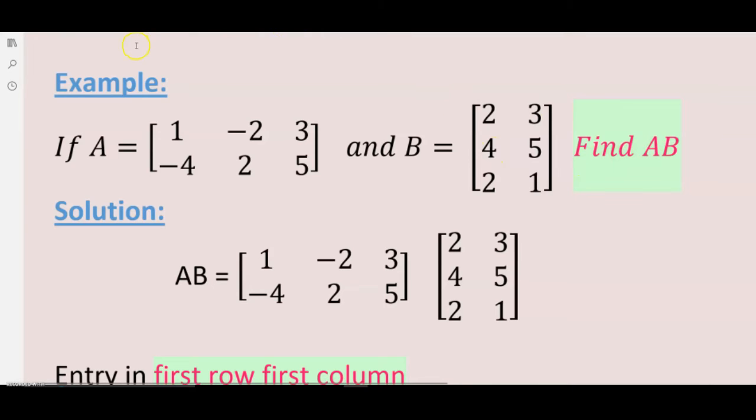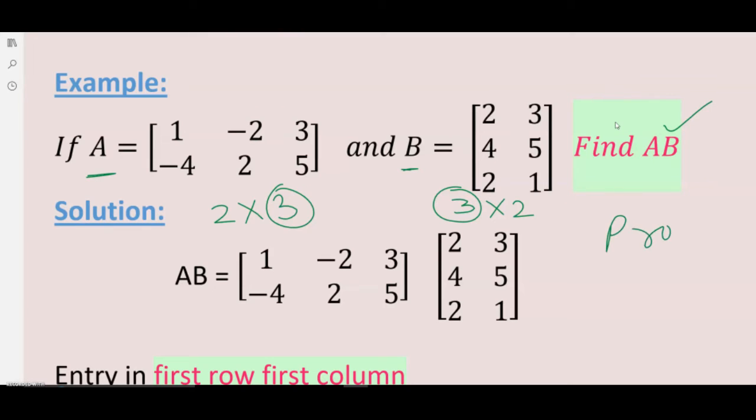First of all, we will check whether they are compatible or not. As you know how to check it, just find the order. So the order of the A matrix is 2 by 3 and the order of B matrix is 3 by 2. Now you can see that the number of columns of the first matrix is equal to the number of rows of the second matrix. So they are compatible, meaning AB is defined. And the order of the product matrix will be this 2 and this 2.